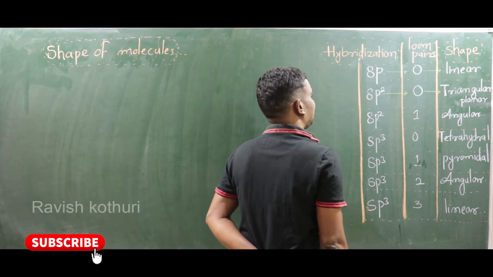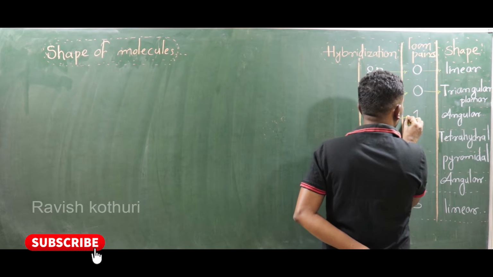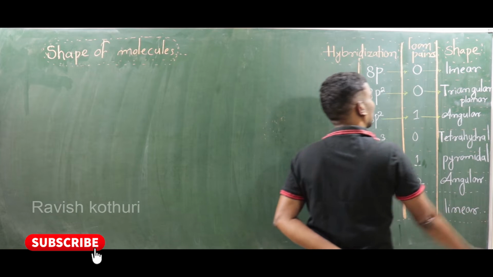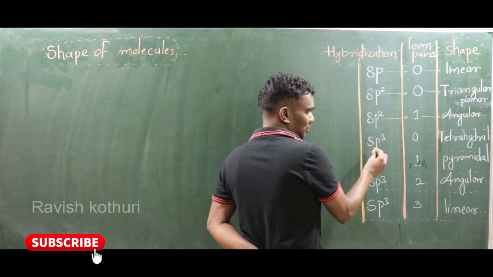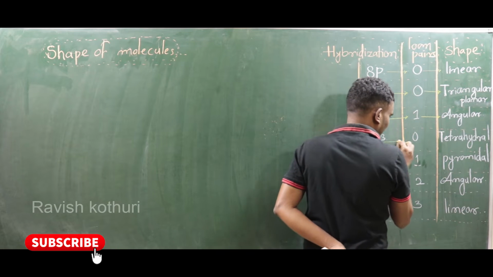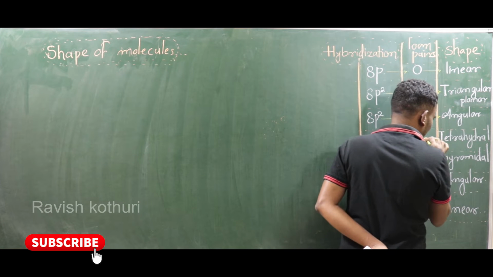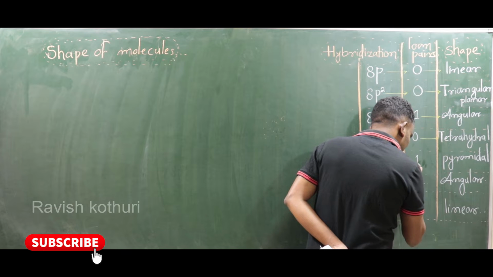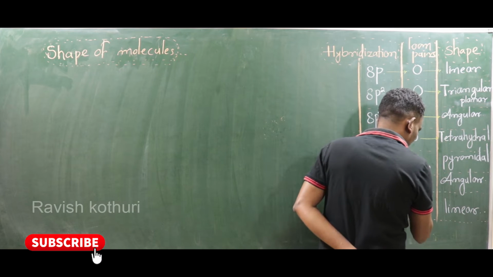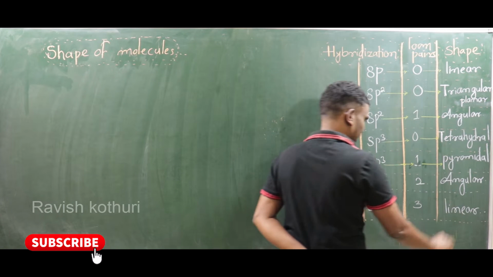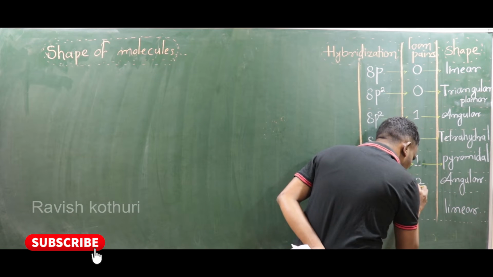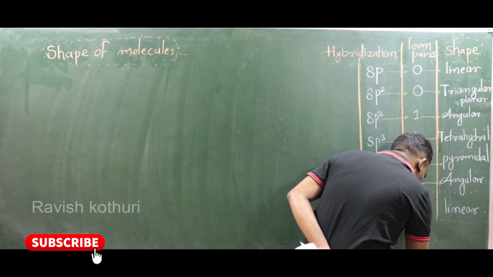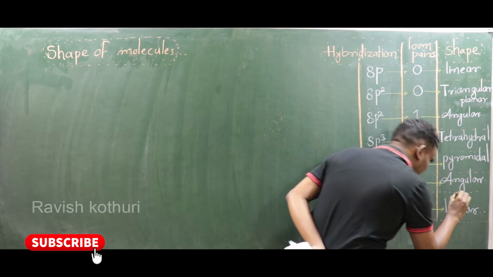planar. Now sp2 hybridization, 1 lone pair, what is the shape? Angular. Now let us see sp3 hybridization. Sp3 hybridization with 0 lone pairs, what is the shape? Tetrahedral. Sp3 hybridization, 1 lone pair, the shape is pyramidal. Sp3 hybridization, 2 lone pairs, angular. Sp3 hybridization, 3 lone pairs, linear.